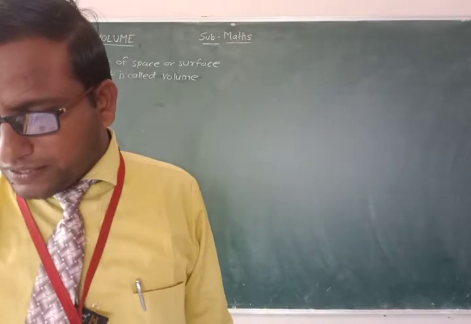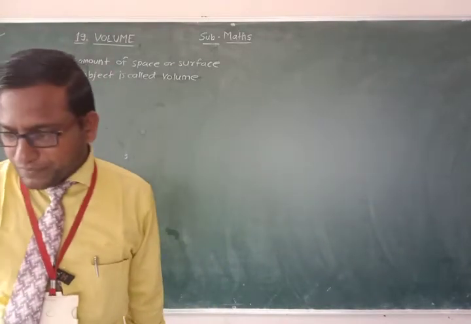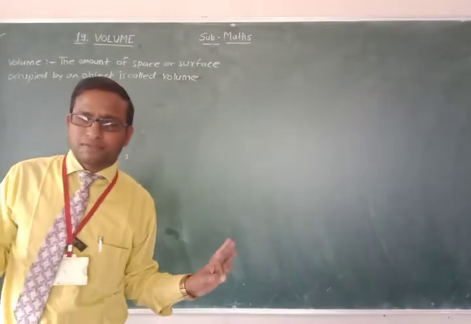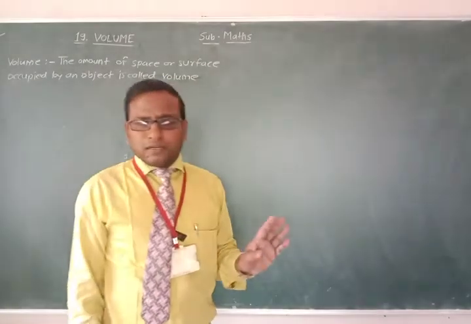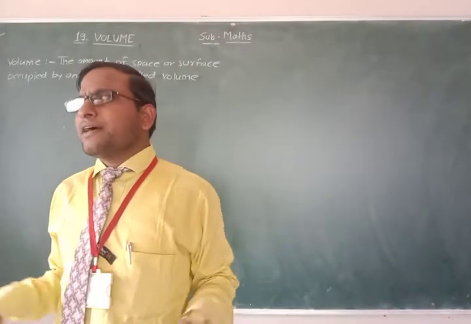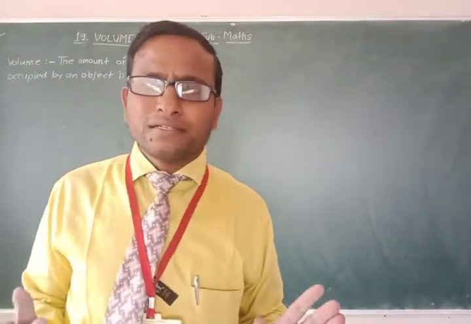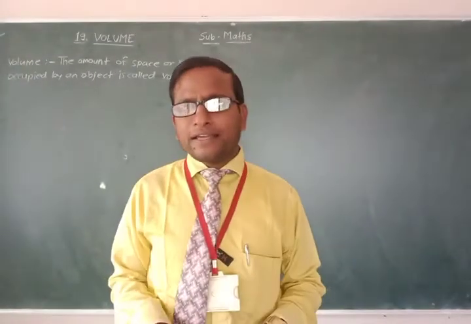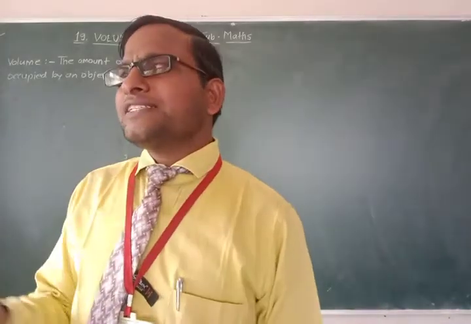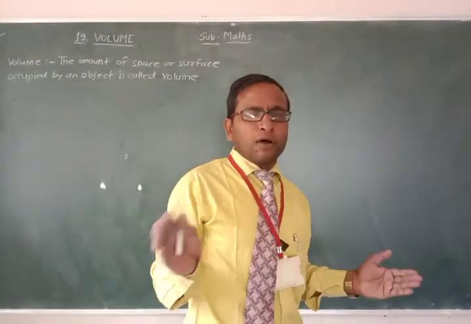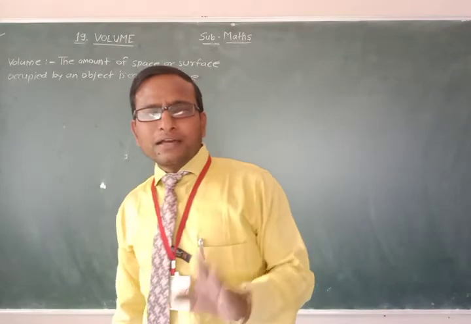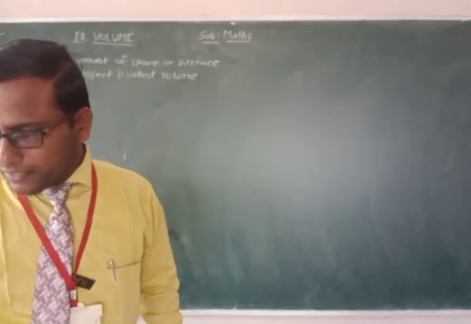There are different types of figures: cube, cuboid, cylinder, cone, sphere. You know this type of shape. A cube is formed by squares. In a cube, all sides are equal. In a cuboid, opposite sides are equal. A cuboid is formed by rectangles, and in a rectangle, opposite sides are equal.